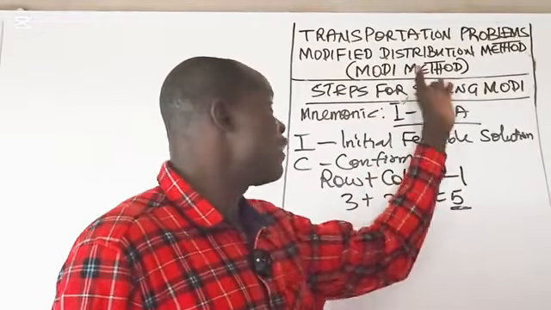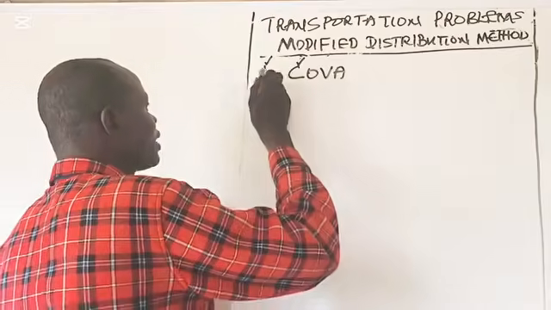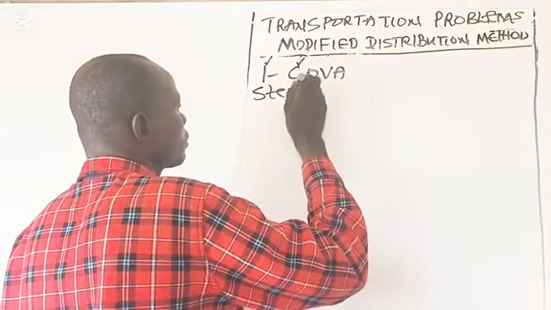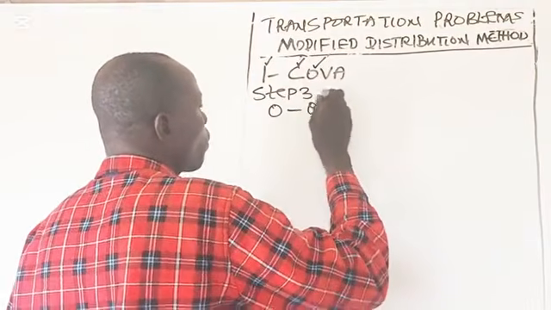Remember, I've told you that the modified distribution method is a test of optimality. Step 3, which is letter O. O for occupied.